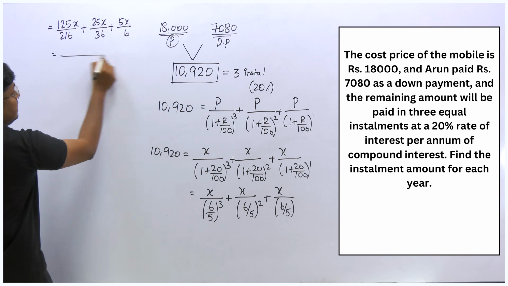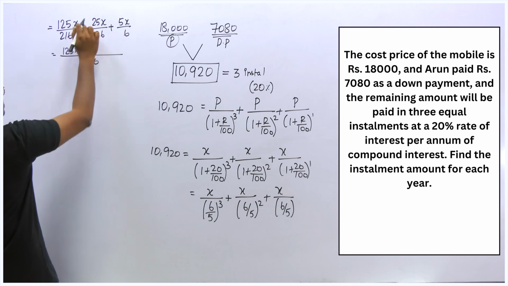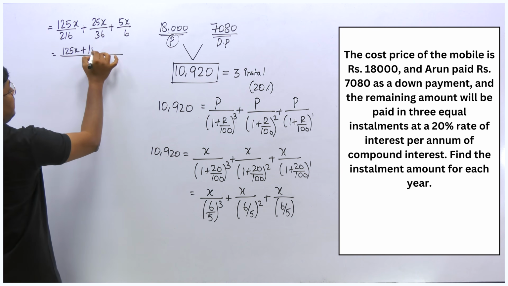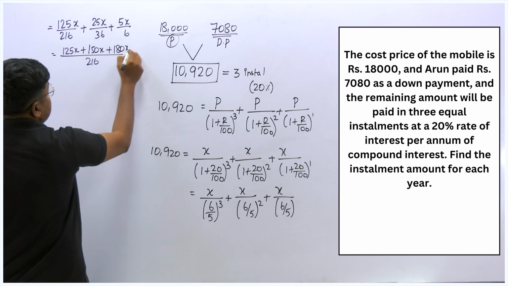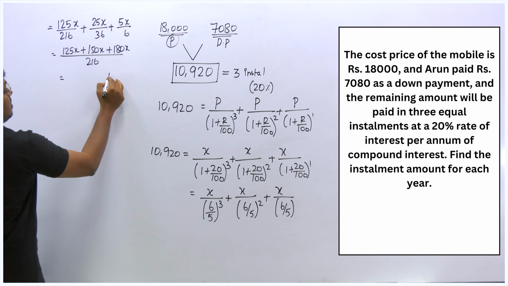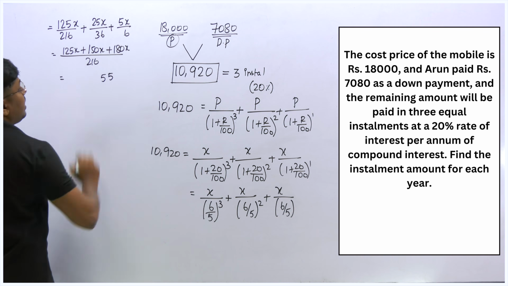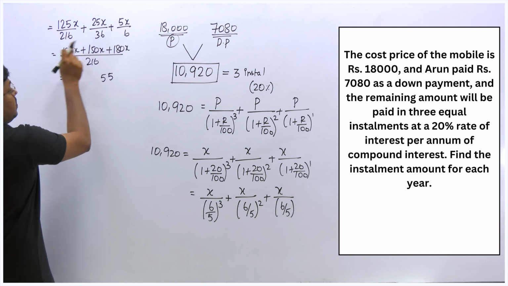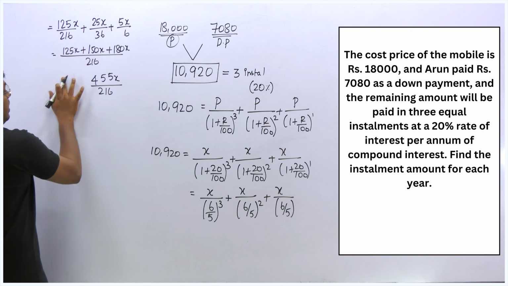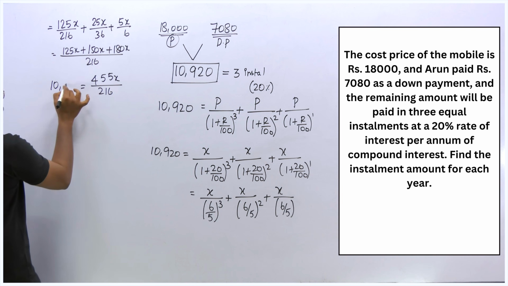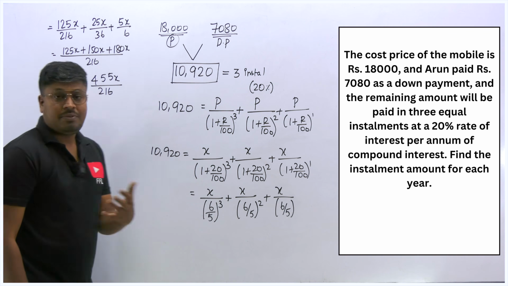Now when you take the LCM as 216, this will be 125x, plus 150x, plus 180x. Once you add all the values, it comes to 455x divided by 216, and that equals the remaining amount, 10,920. Now we need to cancel and figure out the value.